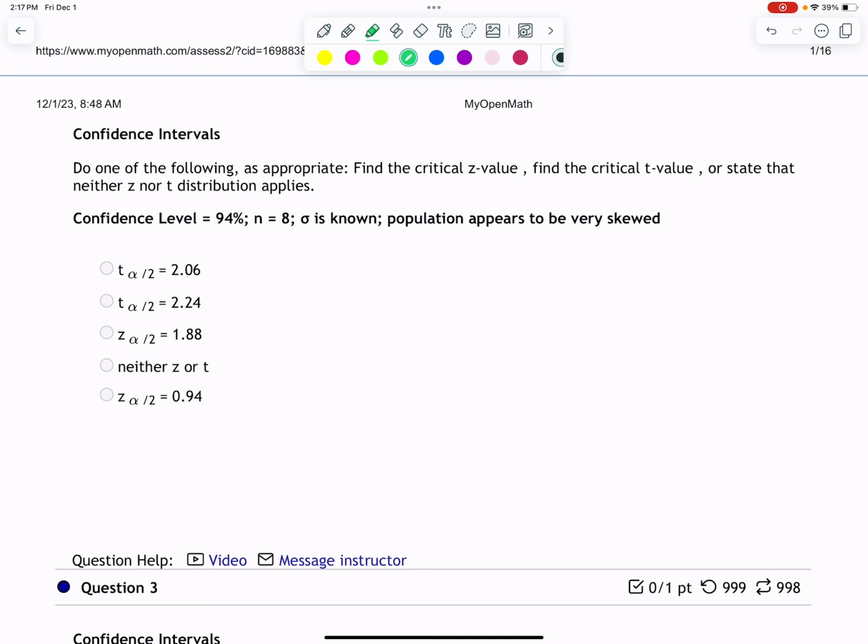The second one is a little bit different. We're not going to go through all of these. This one does say we have a confidence level of 94%. Our N value is 8. Our sigma, so the population standard deviation, is known. But then there's this. The population appears to be very skewed.